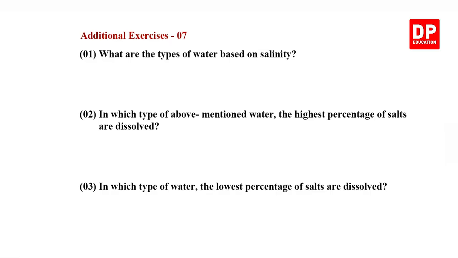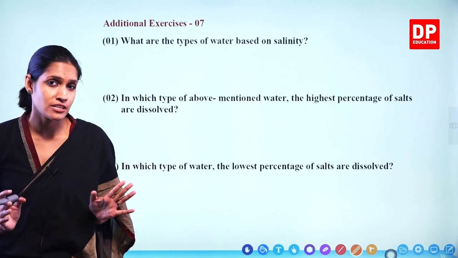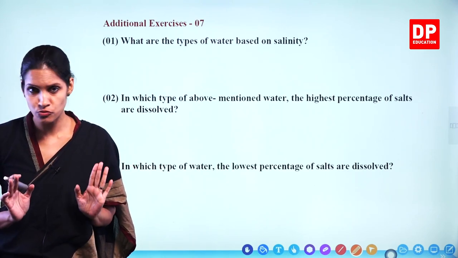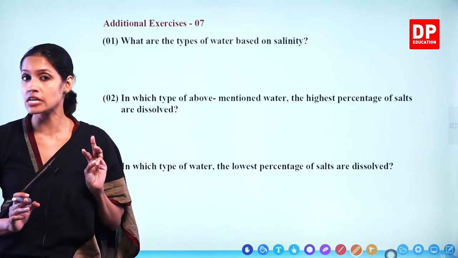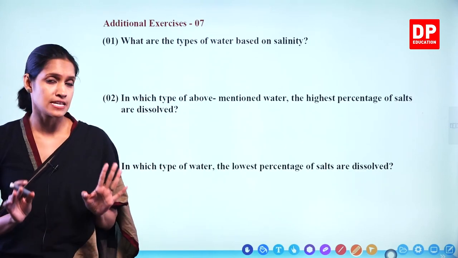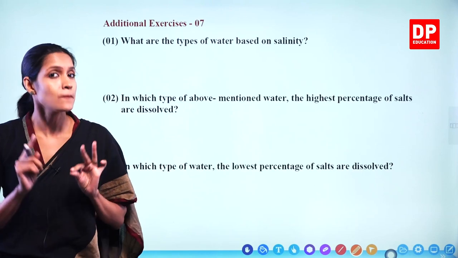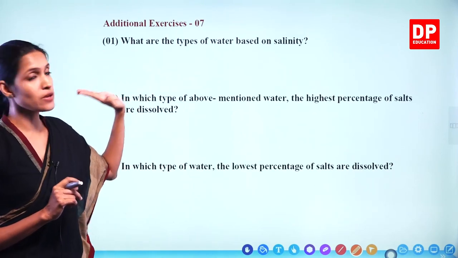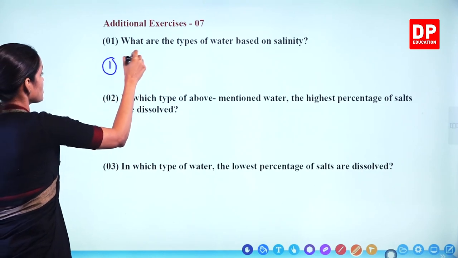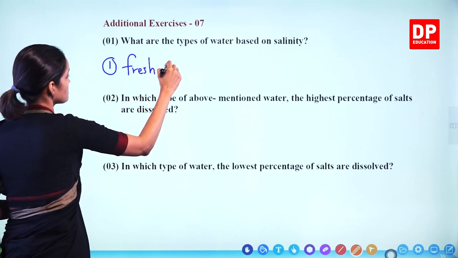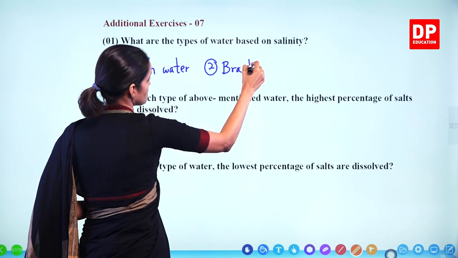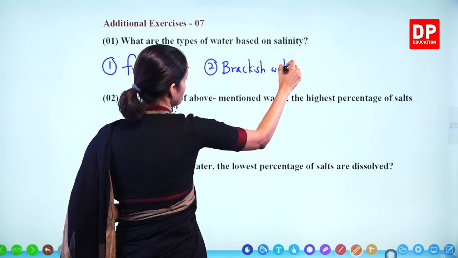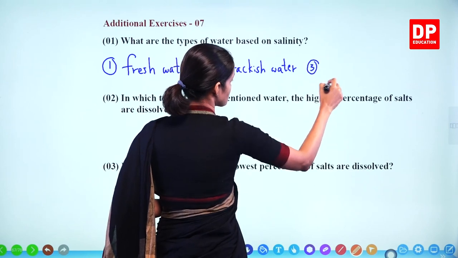Okay, the next question. What are the types of water based on salinity? Now, what is salinity? Salinity is the amount of salts dissolved in water. So based on the amounts of salts dissolved in water, there are three types of water. What are they? Fresh water, marine water and brackish water. Number one, fresh water. Number two, brackish water. And the last one, marine water.